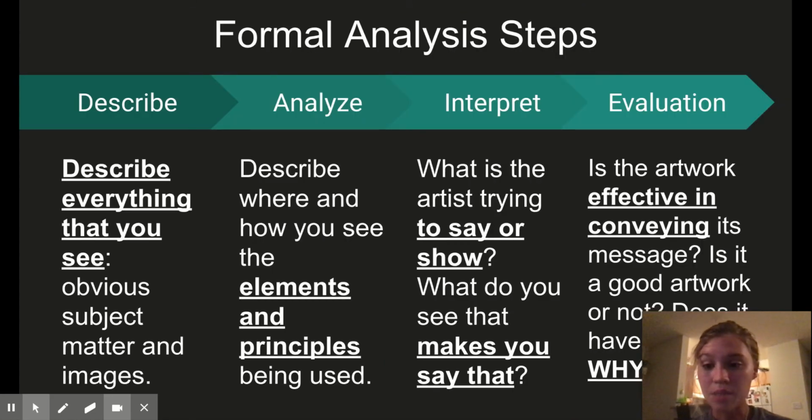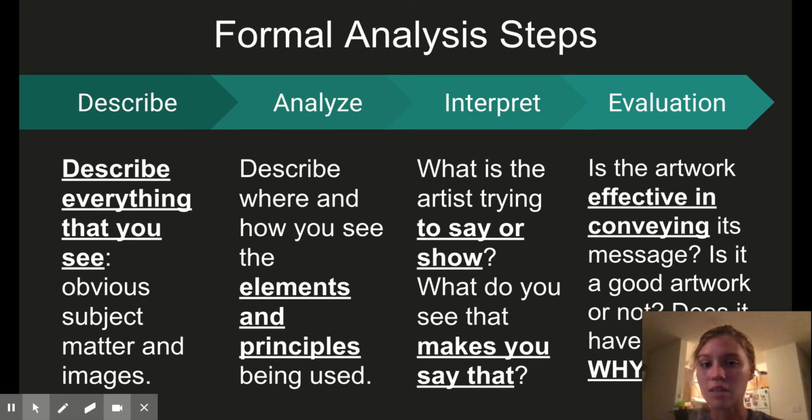These are the steps that you're going to go through. The first one is describe, second is analyze, third is interpret, and fourth is evaluate. When you start off with describe, your main goal is just to describe it well enough so that if there's no picture included, I still know exactly what you are looking at when you're talking about this artwork.